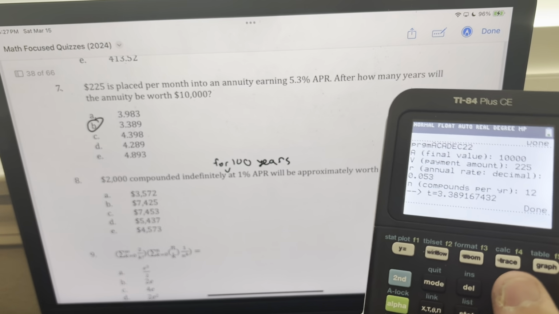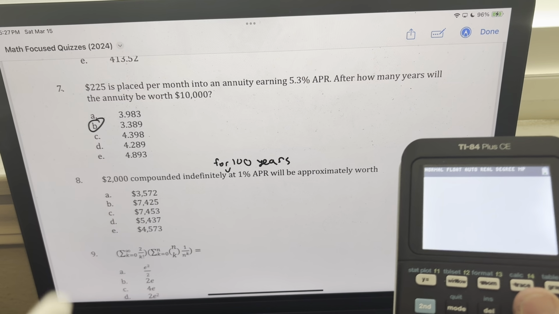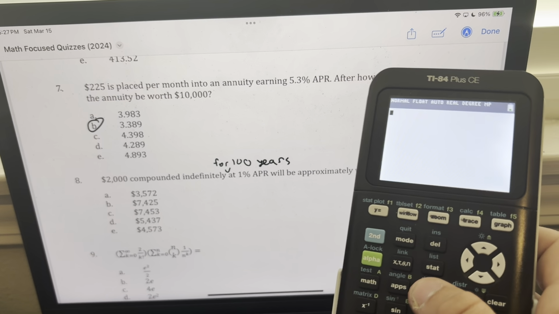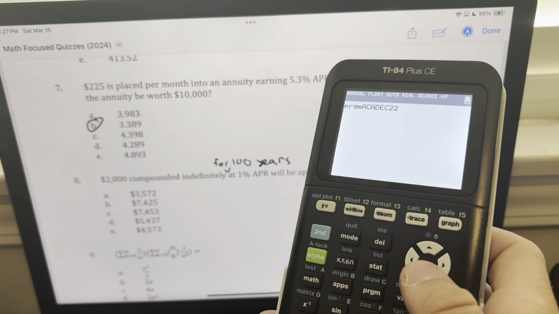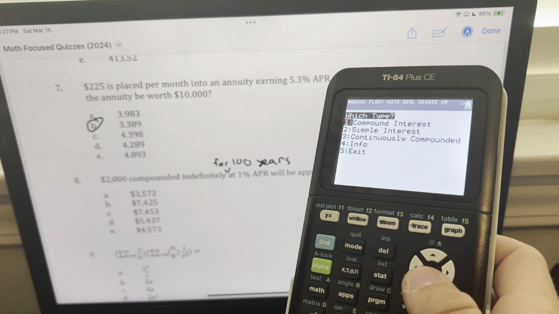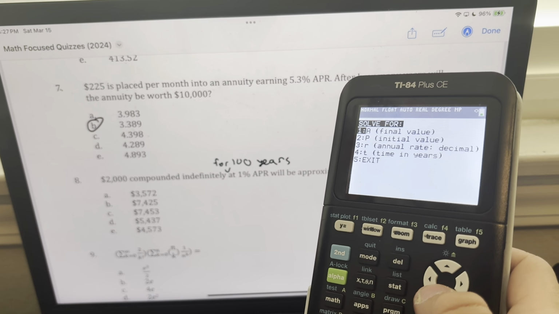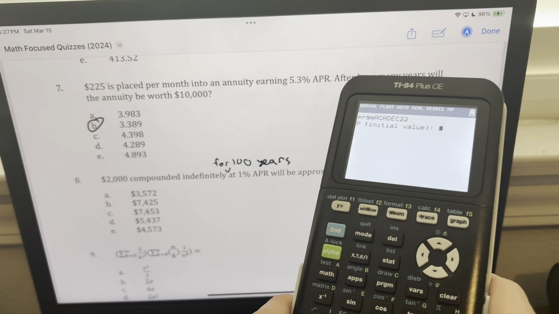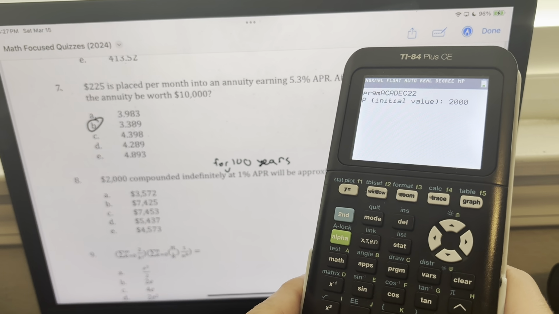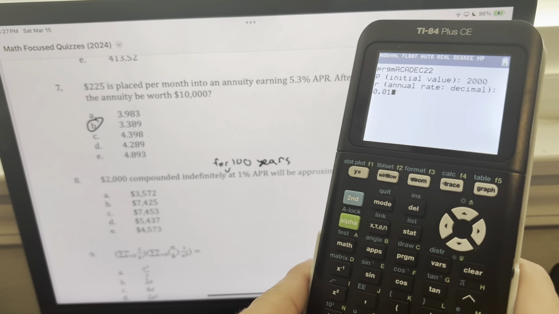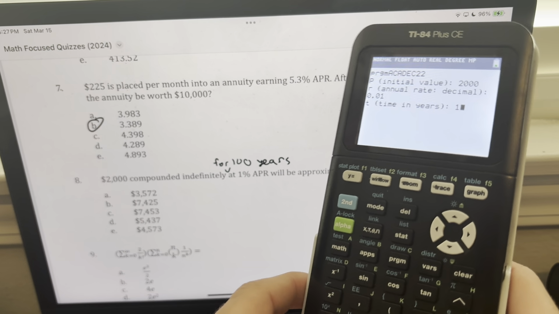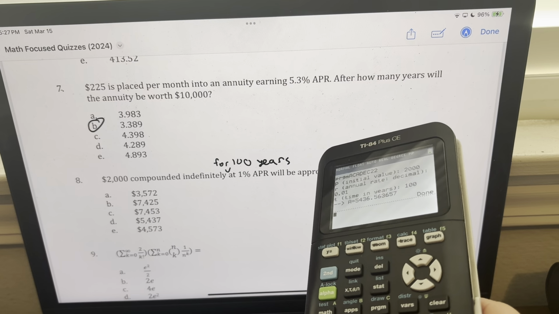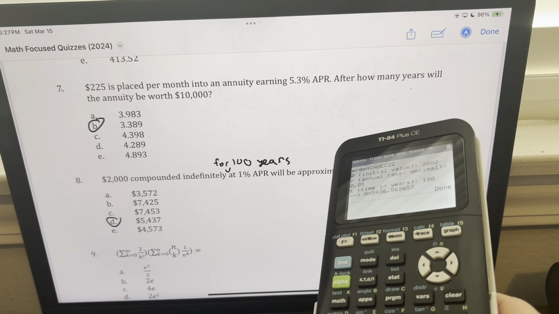Okay. Now, this next question, it was worded wrong. You actually need the years here. If it says compounded indefinitely, guess what that's going to be? That's right. It's going to be continuously compounded. And so we're finding the final value here, $2,000, rate 0.01, that's the APR, and then 100 years. And we get 5,437 here.